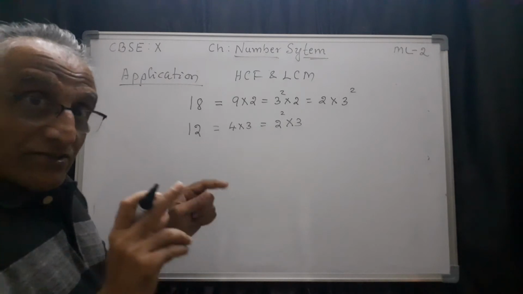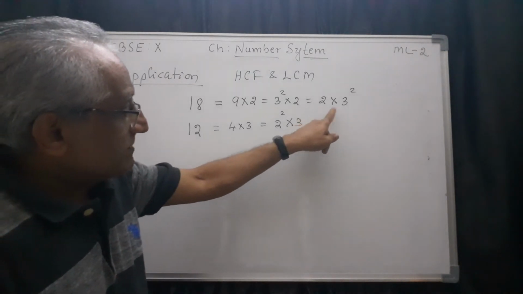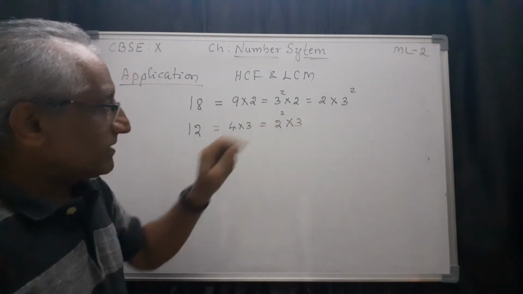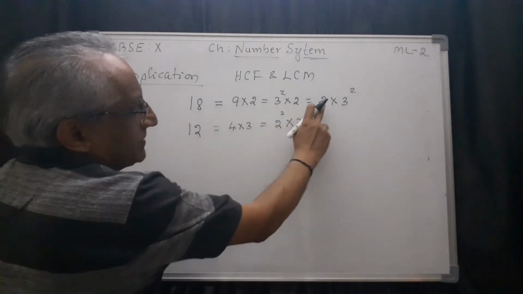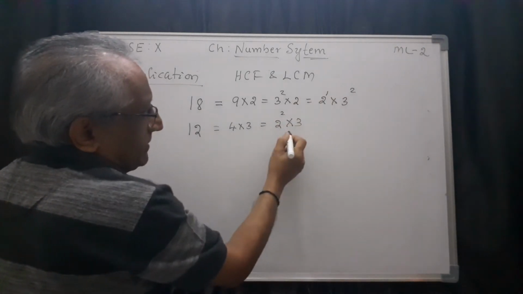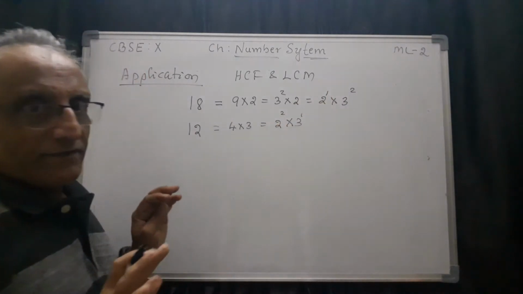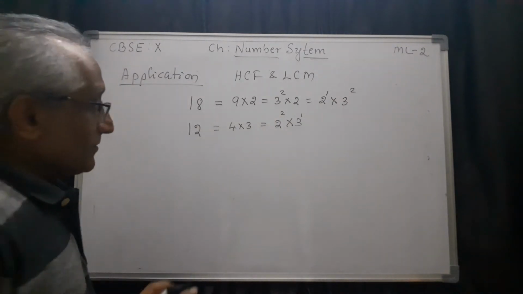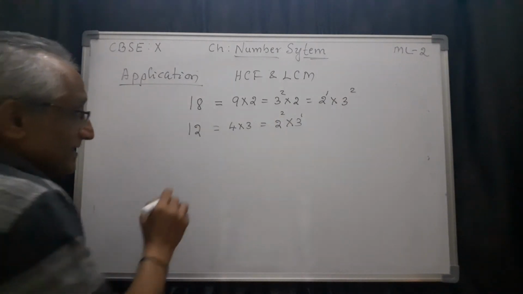Now first you have to check. See, all are prime. 2 is prime, 3 is prime. Here also 2 is prime, 3 is prime. Of course the power here is 2. Here the power is 1. Power here is 1. There the power is 2. This is the arrangement.